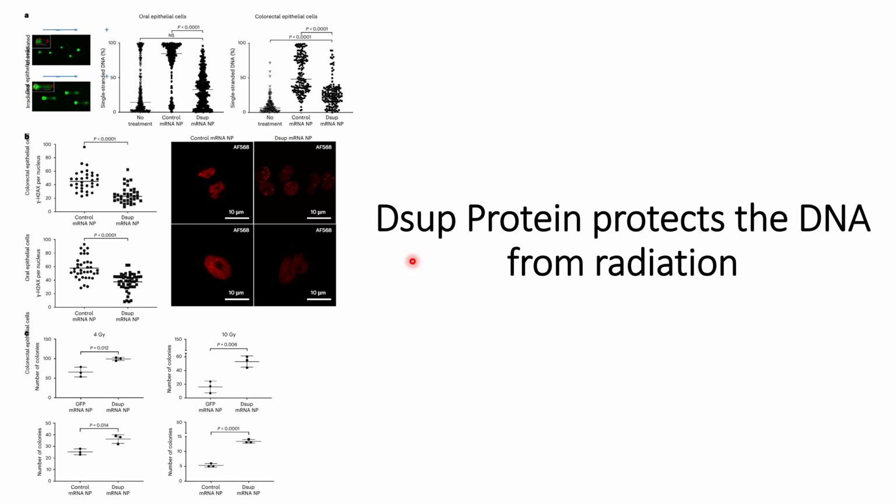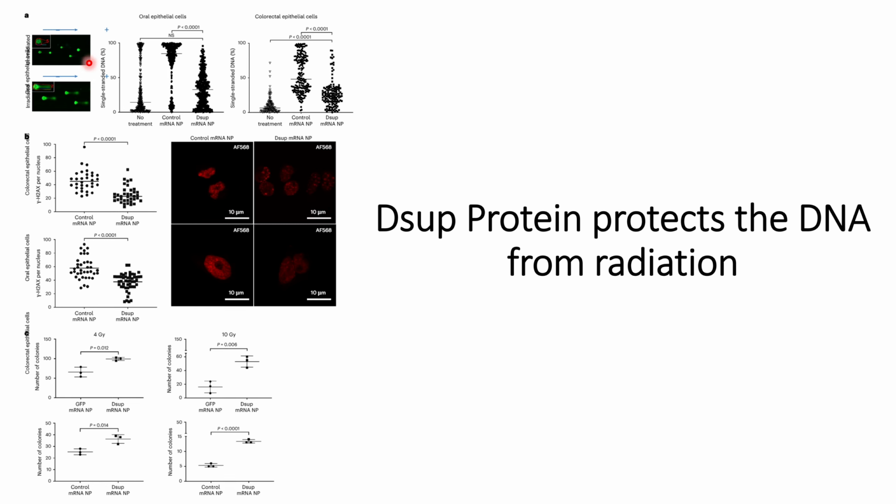And the reason is that this Dsup-fused mRNA has this NLS sequence, which is a nuclear localization sequence, which directs the translated proteins into the nucleus of the cells. That is the reason these Dsup proteins that are expressed are localized into the nucleus, as their job is to protect against DNA damage. So their natural position should be in the nucleus, as DNA is present in the nucleus.